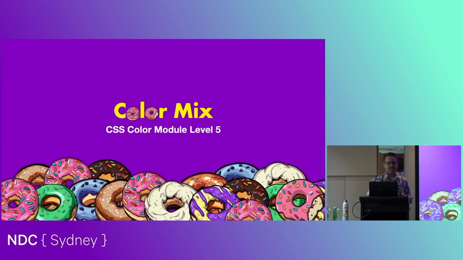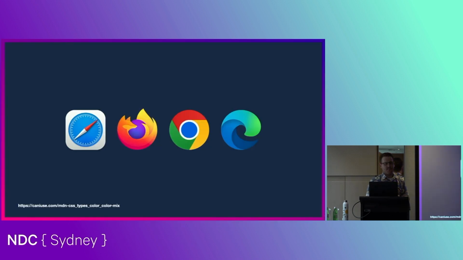Another sort of interesting addition, and I was chatting with someone yesterday about sort of, are we still going to need Sass, Less, etc.? Color mix is one of those ones that you would always use in those libraries. It mixes between two colors, and that functionality is coming to the browsers, and it's already looking pretty good.